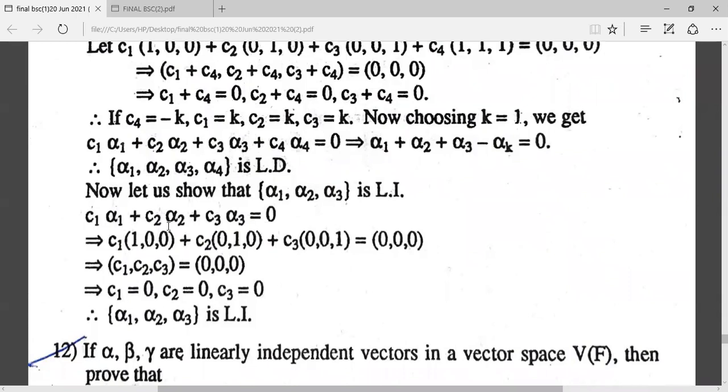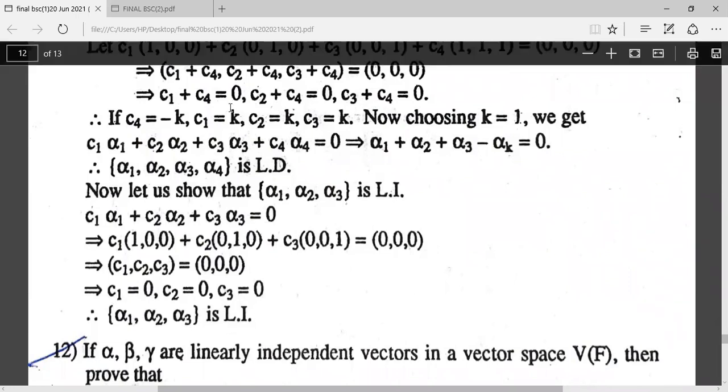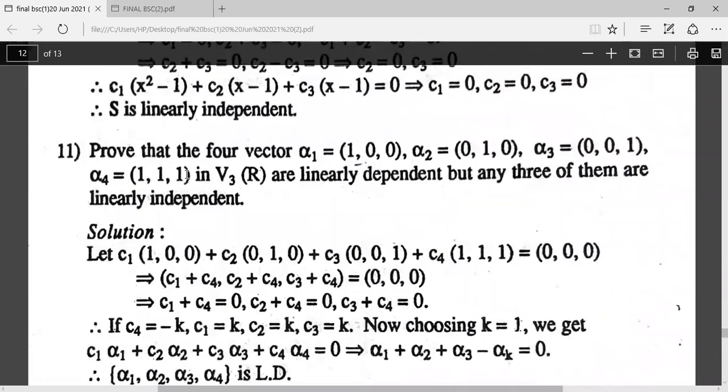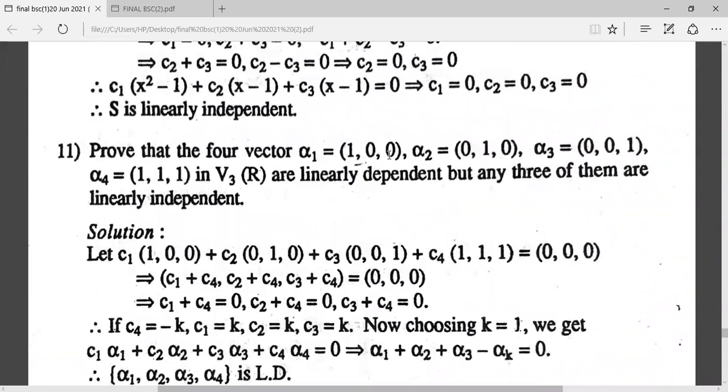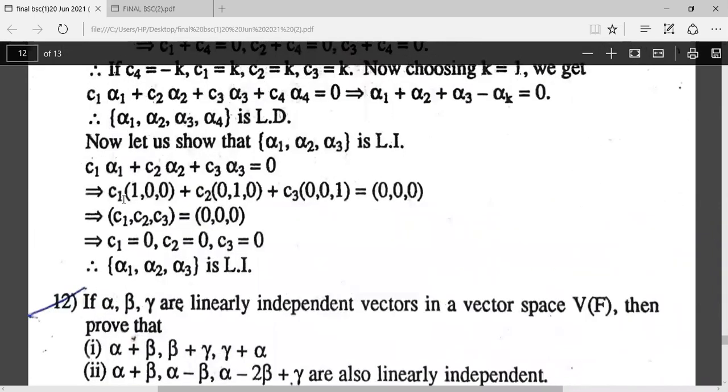You have taken three scalars, C1, C2, C3. So all the scalars are zeros. Therefore alpha 1, alpha 2, alpha 3 is linearly independent because all the scalars are 0. Instead of alpha 1, alpha 2, alpha 3, you can also take alpha 1, alpha 2 and alpha 4. Alpha 1, alpha 2, alpha 4 ತಗೊಂಡ್ರು all the scalars are zeros ಬರುತ್ತೆ, it is linearly independent. ಅದು ಒಂದೇ ಅಲ್ಲ, ಆಲ್ಫಾ 2, ಆಲ್ಫಾ 3, ಆಲ್ಫಾ 4 ತಗೊಂಡ್ರು ಅವಾಗಲೂ all the scalars are zeros ಬರುತ್ತೆ. Then it is linearly independent.